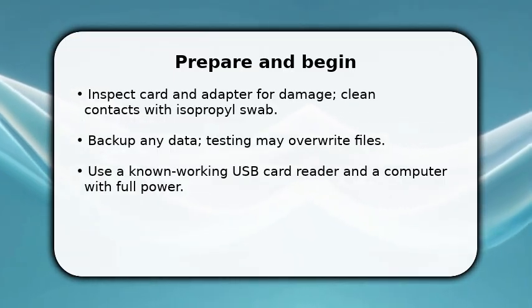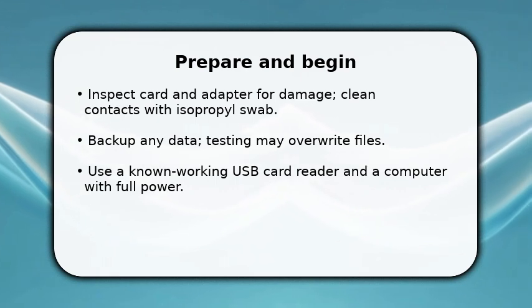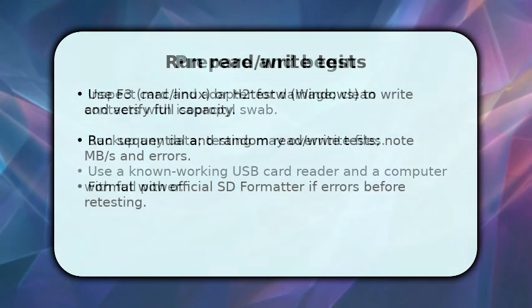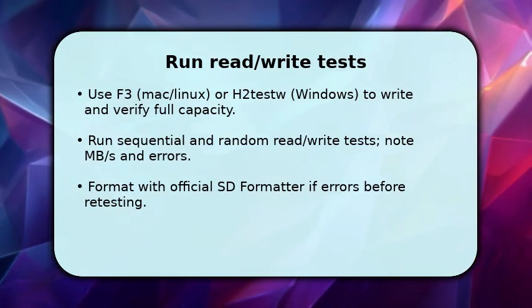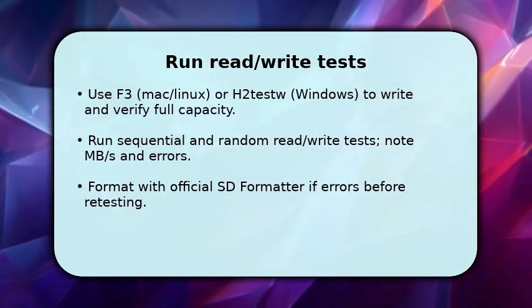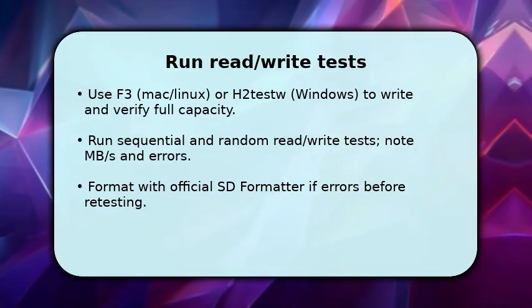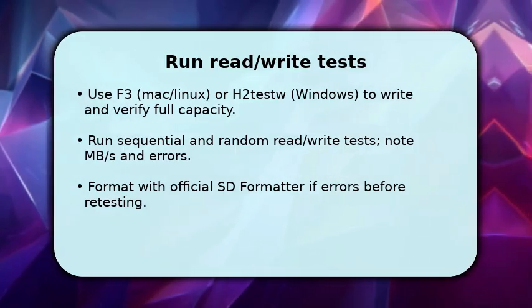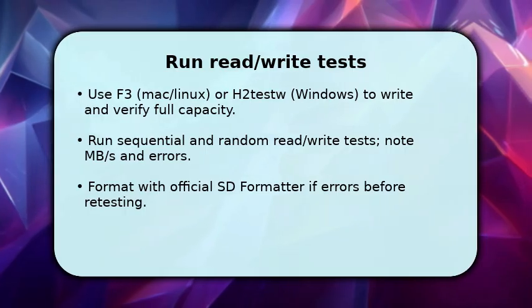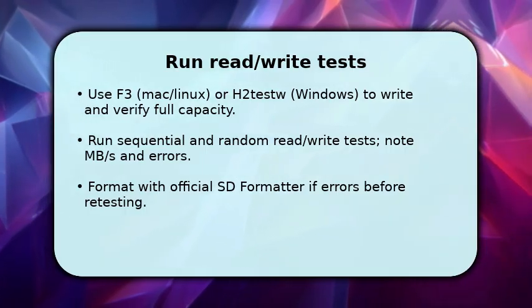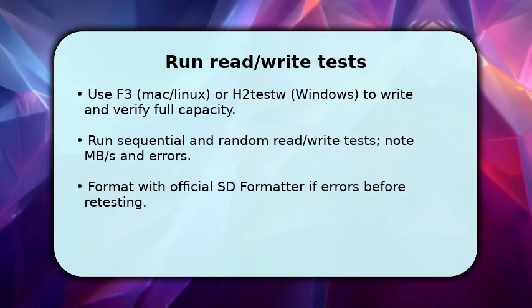You proceed to performance testing. Use F3 on Mac and Linux or H2testw on Windows to write, then verify the card across its entire capacity so you detect fake sizes or bad sectors. Then run sequential and random read/write benchmarks to measure MB/s and consistency. These show real-world behavior for photos or video.